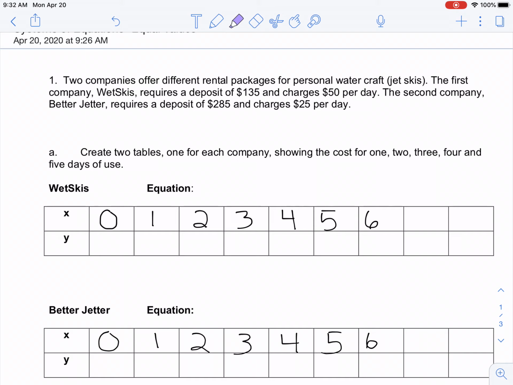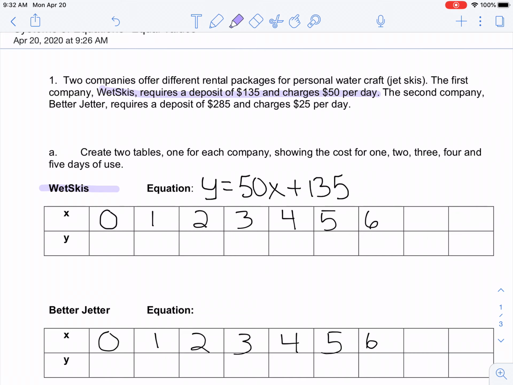It says, two companies offer different rental packages for personal watercraft jet skis. The first company, Wet Skis, requires a deposit of $135 and charges $50 per day. So Wet Skis requires a deposit of $135 and $50 per day. So down here in the table, I'm going to go ahead and write the equation that represents that. So our equation is always in the form of y equals, and if it's $50 for every day, it would be 50 times x plus the deposit of $135.